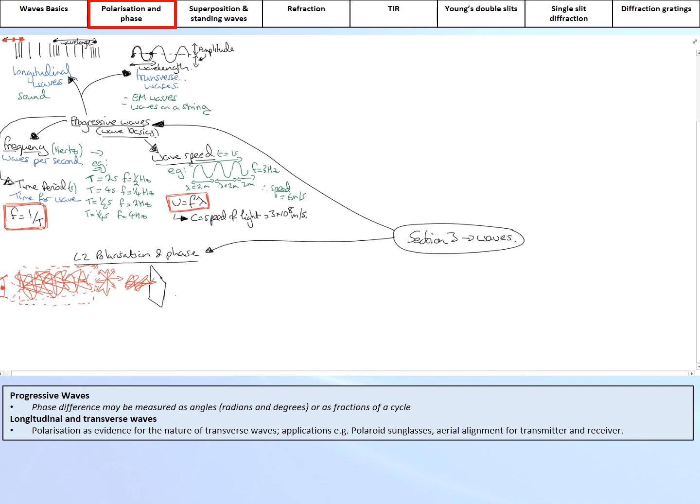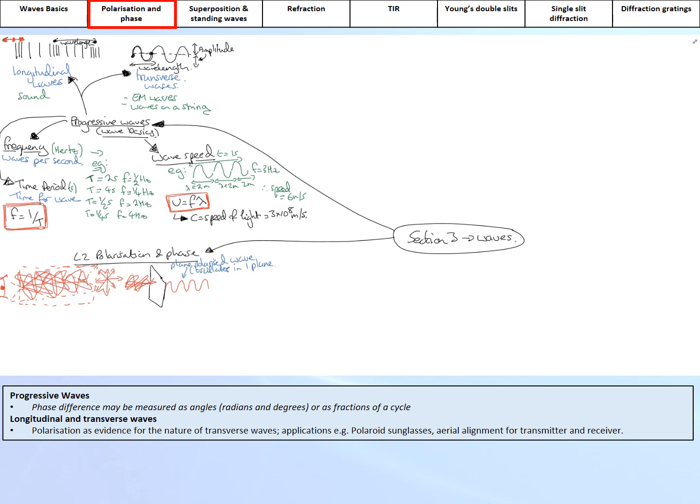And we end up with only one plane of oscillation coming out. And we call this a plane polarized wave. The oscillations are only in one dimension or one plane. Oscillates in one plane.